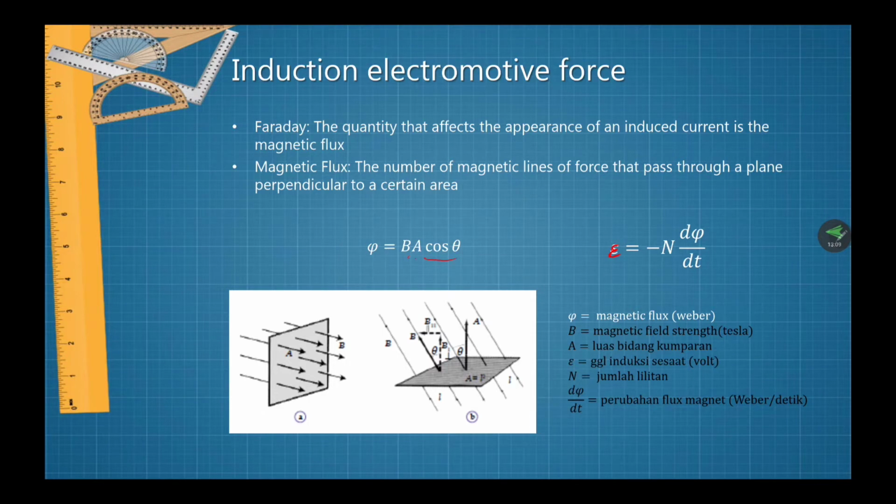epsilon in here, in Bahasa, is gaya gerak listrik. Gaya gerak listrik is electromotive force at the time of induction in volts, and N in here is the number of coils, and d delta per dt is the change of magnetic flux in Weber per second.